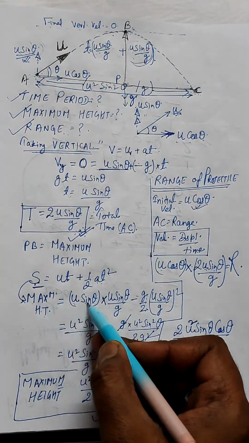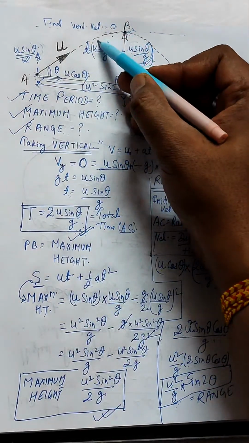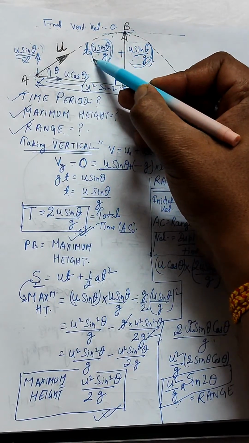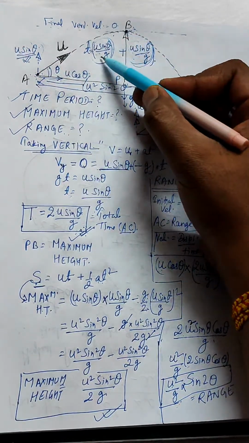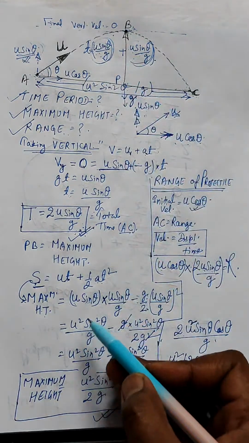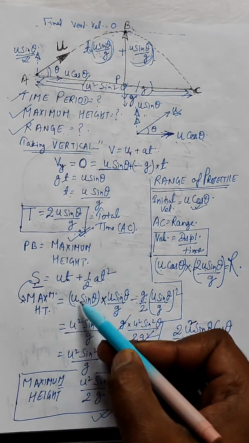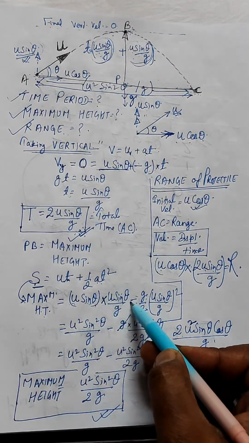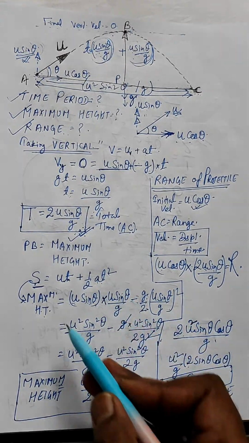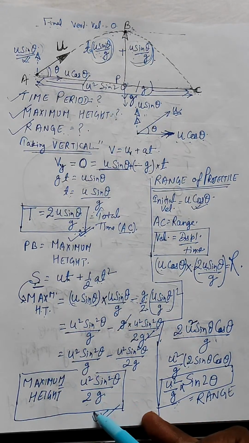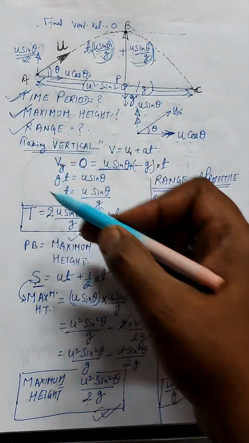So this will be equal to ut plus half at square. Here the time which will be considered is only u sin theta by g, for this projectile going from A to B, because this is half of the total time period. So we put the value of small t as u sin theta by g, and in place of u we put u sin theta, and minus g by 2, that is half gt square, right? In this way we calculated the maximum height as u square sin square theta by 2g. So this second part is also derived.